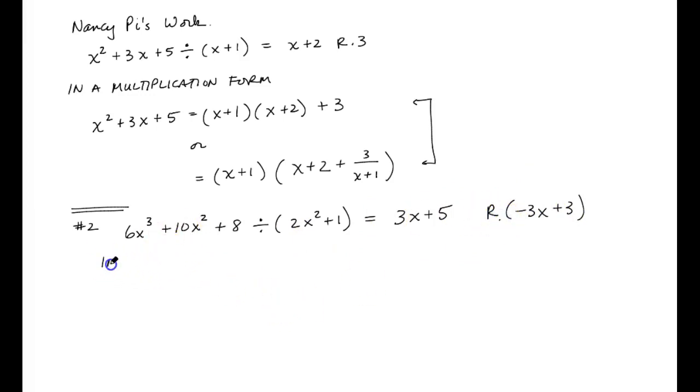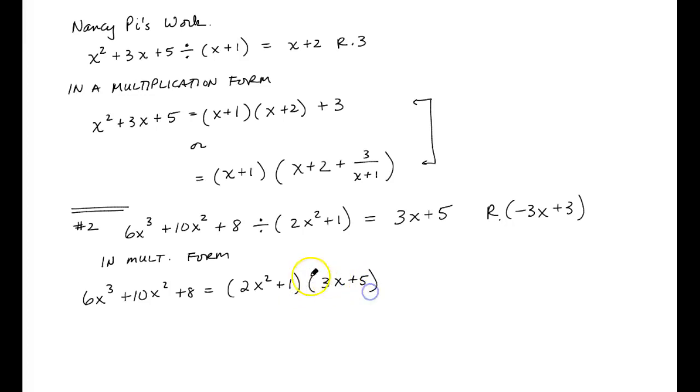And so in multiplication form, 6x cubed plus 10x squared plus 8 is equal to what we found it to be equal to. There's the divisor, here's the quotient. And so we're going to multiply those together, and we're just going to add the remainder. And I'm going to just use parentheses so that it's easy to see. You don't have to obviously have those in, but there's the remainder.